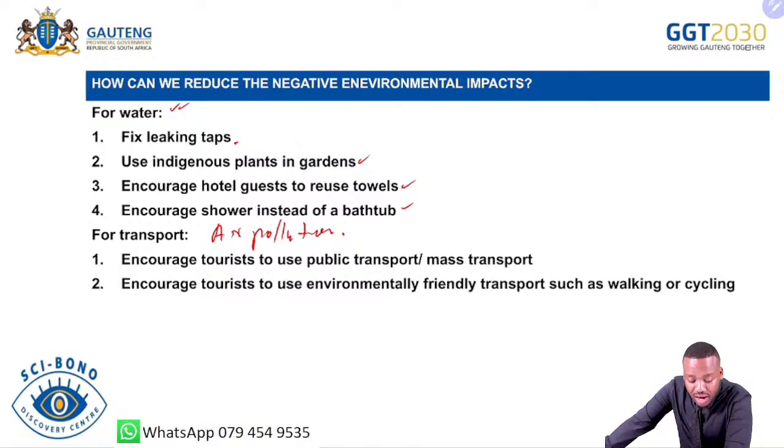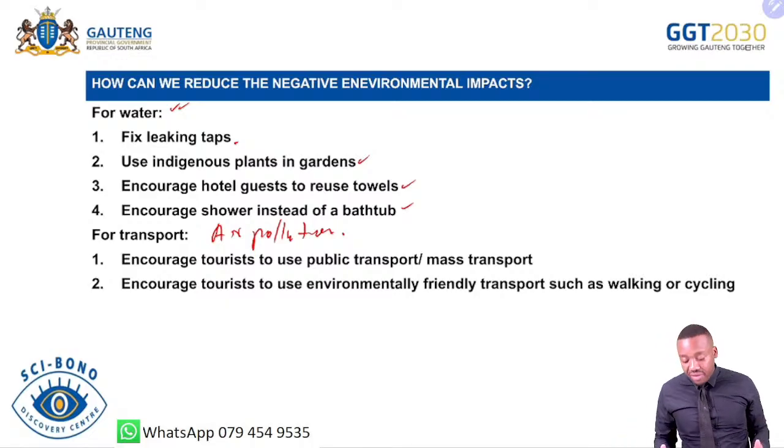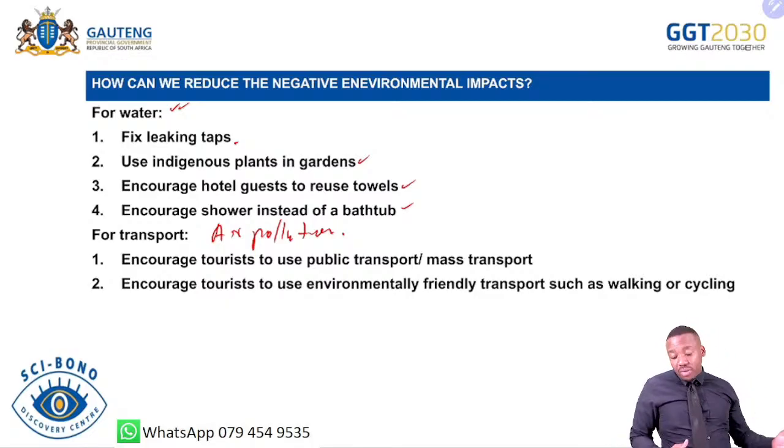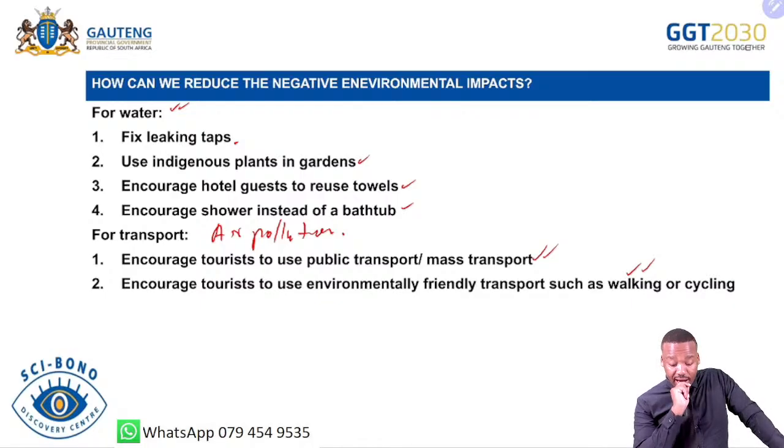Encourage tourists to use environmentally friendly transport, such as walking or cycling. Right? Instead of driving, how about you just walk? If it's possible, if it is a walking distance, then do that. If you've got a bicycle, then cycle. In this way, you are going to be contributing less towards air pollution. And remember, all this also plays a role in terms of global warming, right? So we need to be very, very careful.